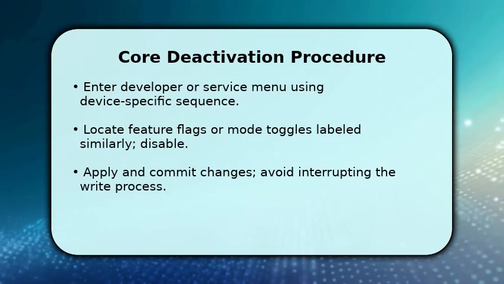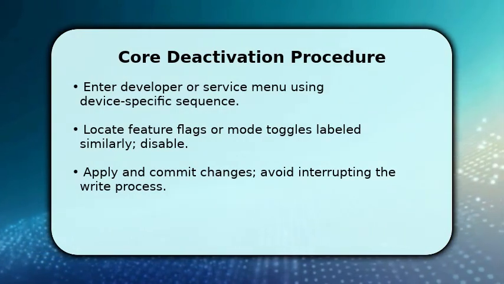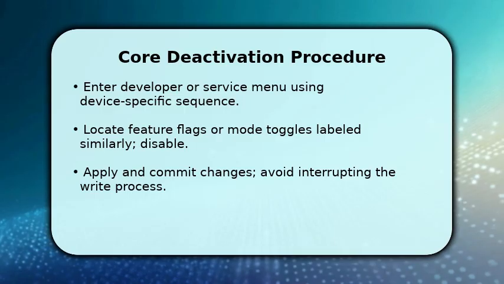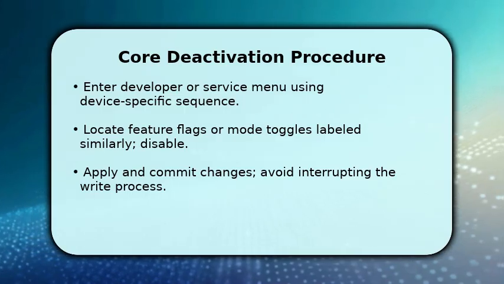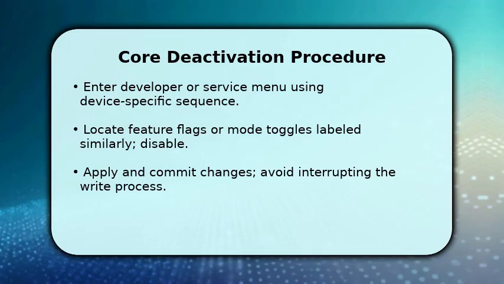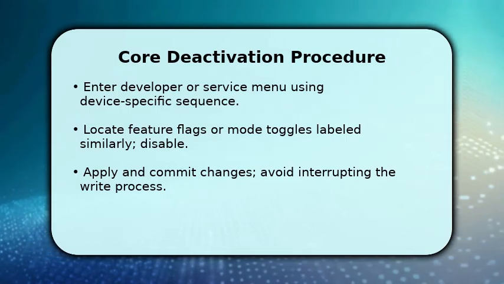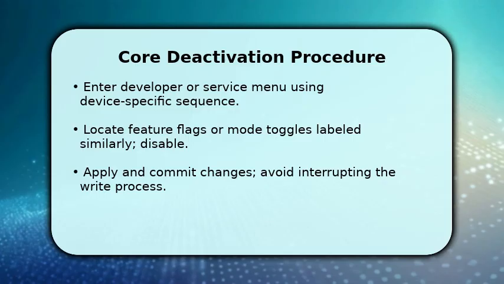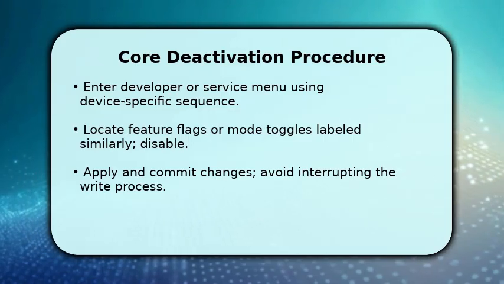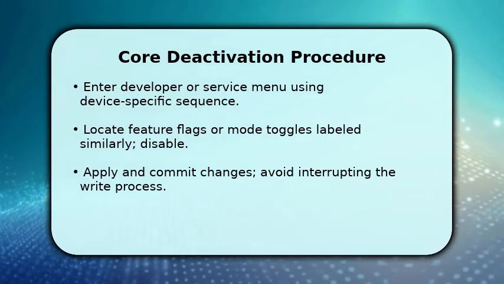You now move into the technical steps. Access the service or developer menu using the device-specific sequence. This is often a long press plus combo tap. Once inside, navigate to feature flags or mode toggles and find the entry for the aggressive cat kill label or its functional equivalent, toggle it off.